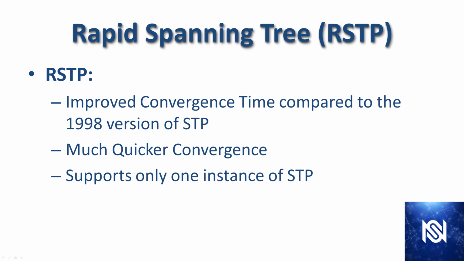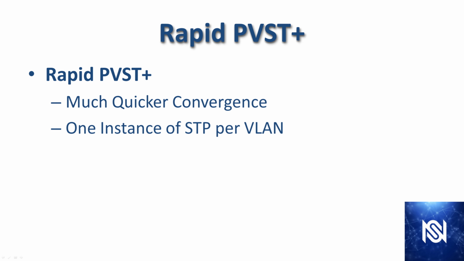Rapid spanning tree, or RSTP, improves upon the convergence time compared to the 1998 version of spanning tree. It allows for much quicker convergence, but allows for only one instance of spanning tree. And then you have the combining of rapid spanning tree and PVST+, so you get both the benefits of the fast convergence, and you get one instance of spanning tree for each VLAN.